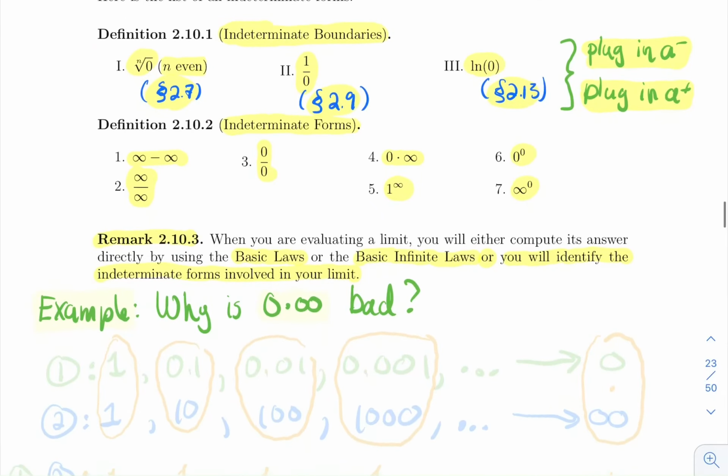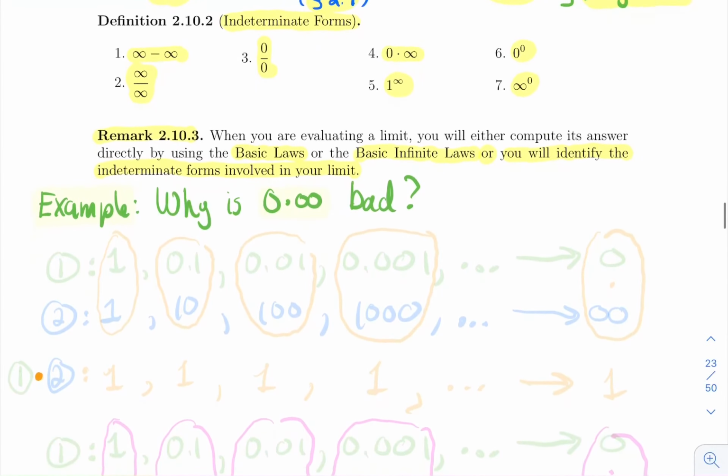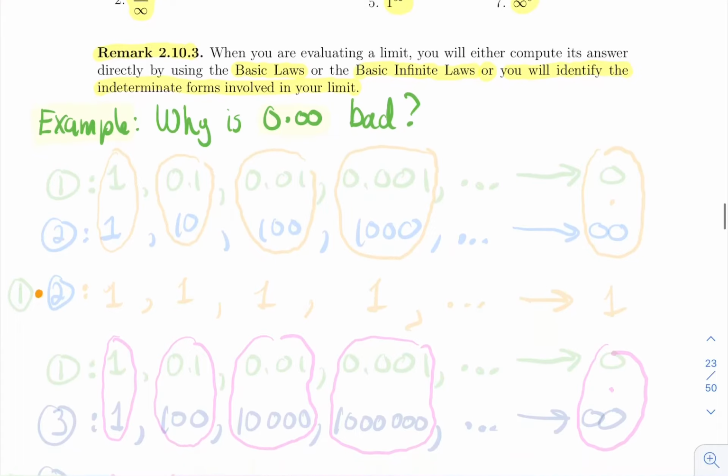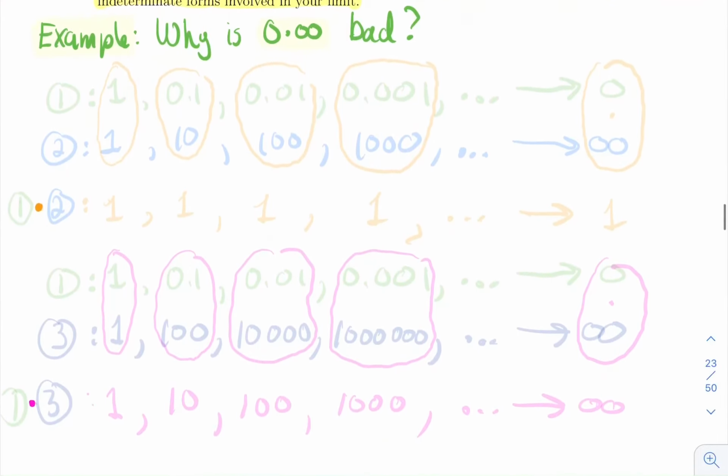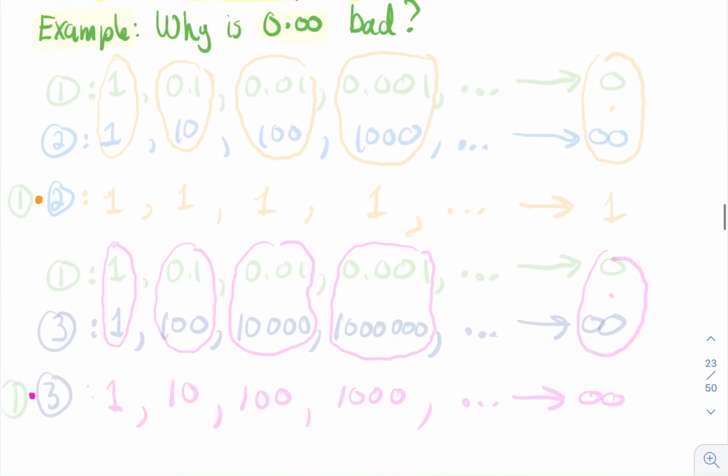Of course, here I'm just listing all the bad cases, but why are those bad cases? I'm not going to go through all of them, but I'm going to explain to you why for one of those indeterminate forms, why is it bad?